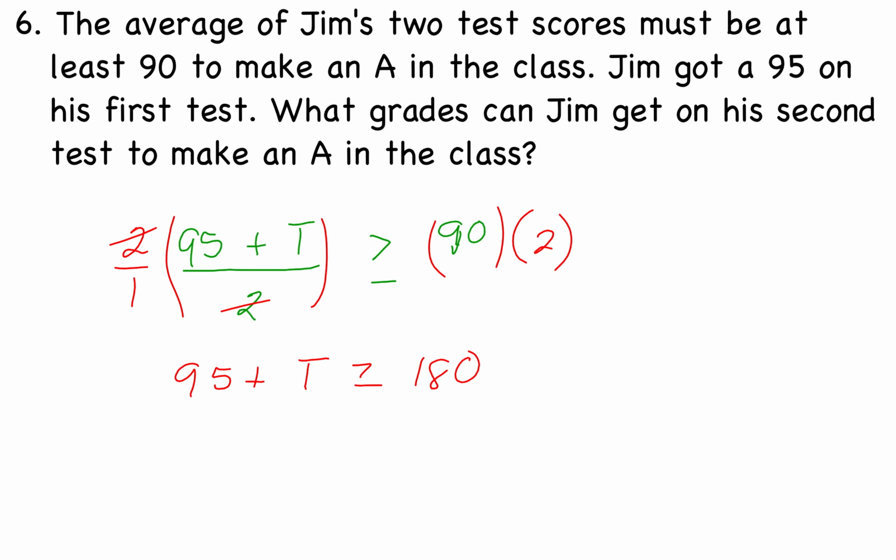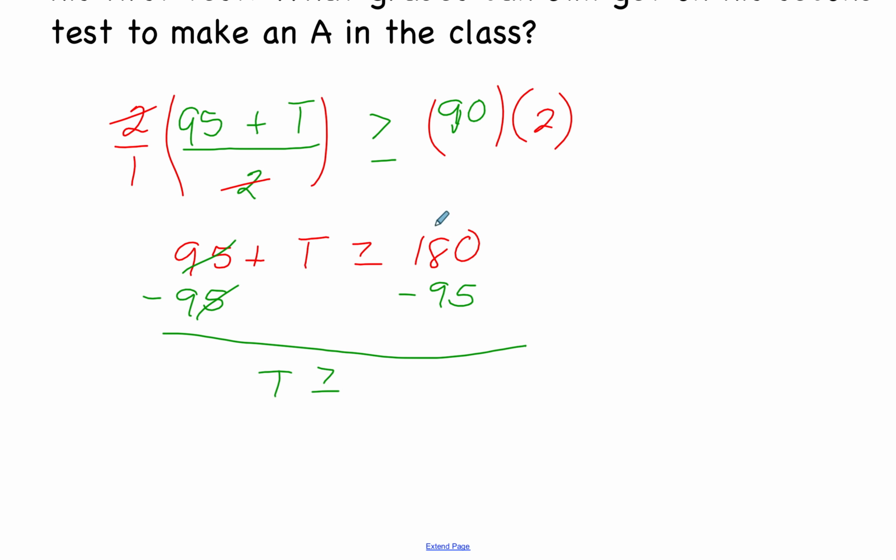Well, now we need to get rid of the 95, so we'll go ahead and subtract 95. Whatever we do on the left, we must also do the same operation on the right. So we end up with Jim's test score has to be greater than or equal to 180 minus 95. So we need to figure out what that is.